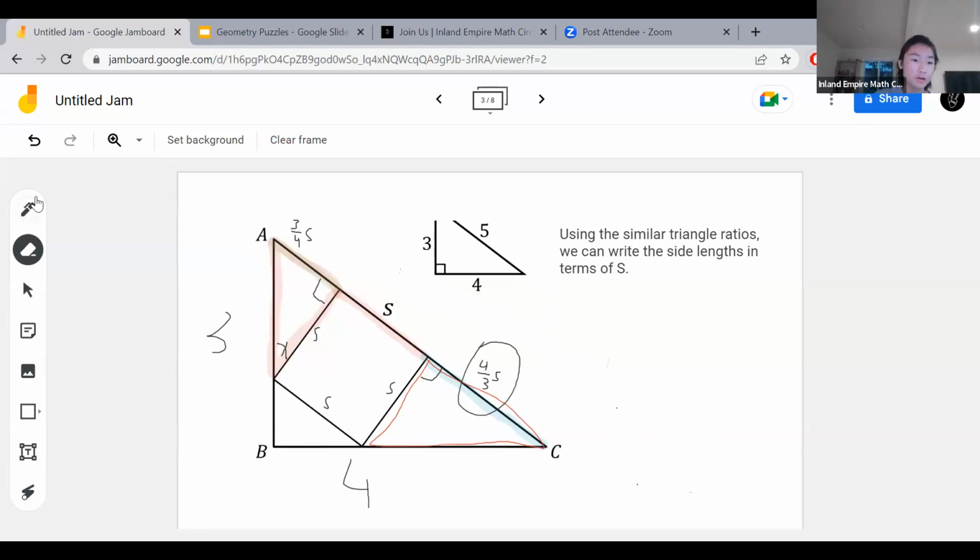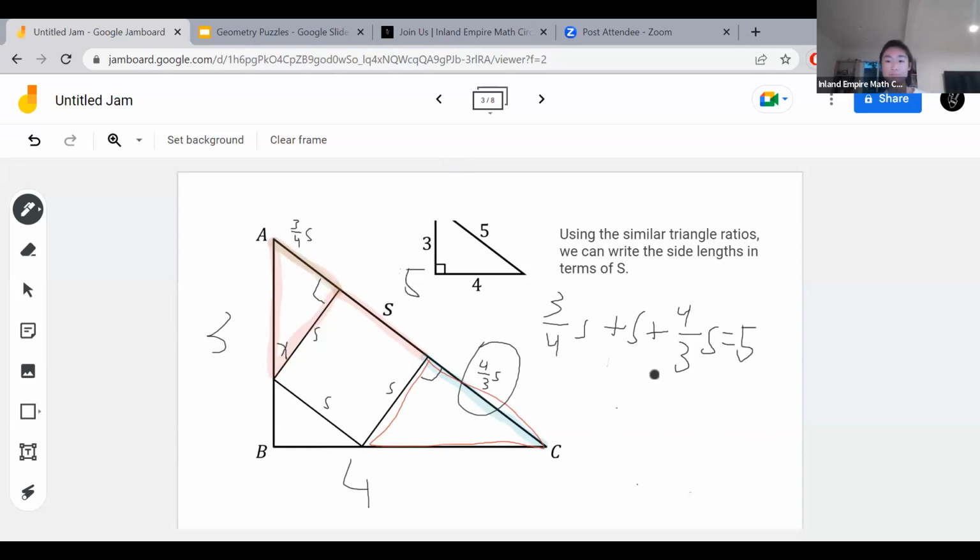Right, so what we did was we wrote out all of these lengths here, and then all of these added up. So 3/4 S, which is up top, added to S, added to 4/3 S, is equal to 5. Right? Because this is the original length of the triangle, 5 right here. Now that we know that, we can solve for S, right?